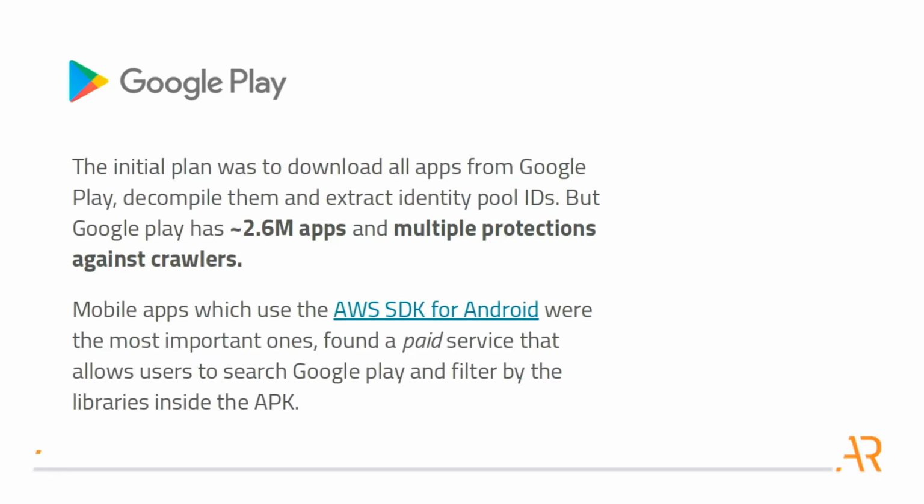So I had to use something different. What I was really interested in was the mobile applications that use the AWS SDK. So I found a service provider that allowed me to filter by those applications. That service provider allows you to search through all of the applications in the Google Play Store and gives you a result of the ones that use the libraries that you want.